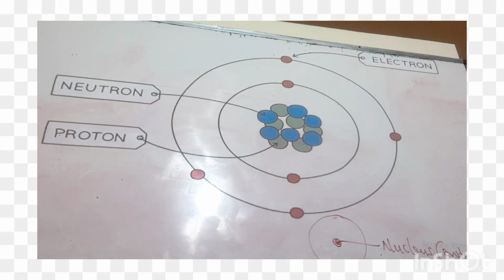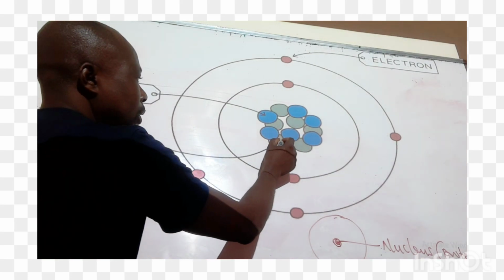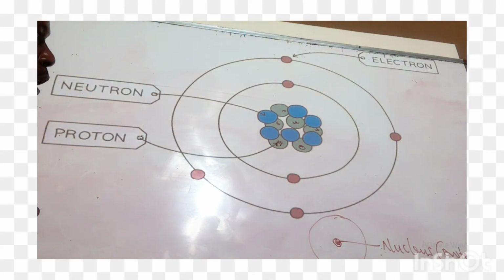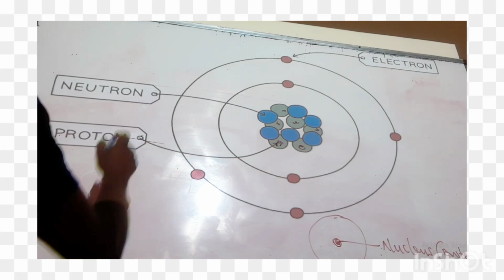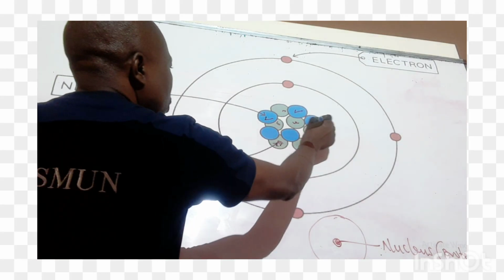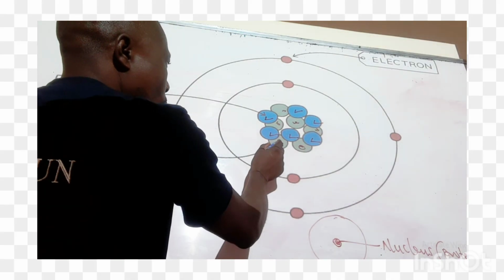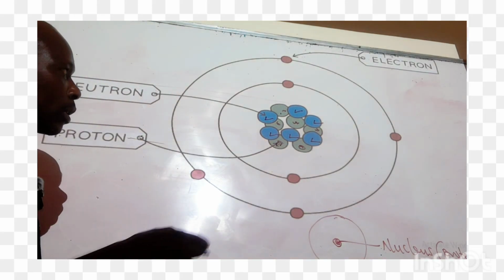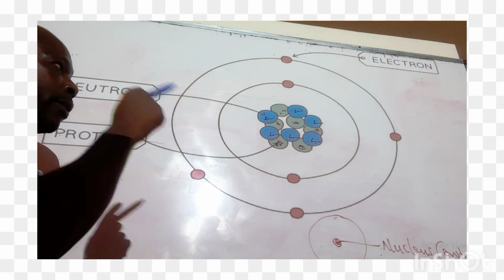Now, in this atomic structure, we can see this color, this color, this color, this color is what? The protons. Protons. Now, this color happens to be what? The neutrons. So, in this atom here, in this atomic structure, we have 1, 2, 3, 4, 5, 6 protons and 1, 2, 3, 4, 5, 6 neutrons in the nucleus of this atom.